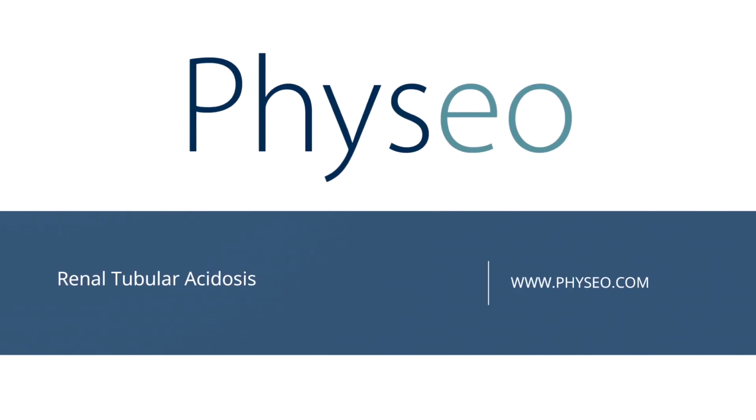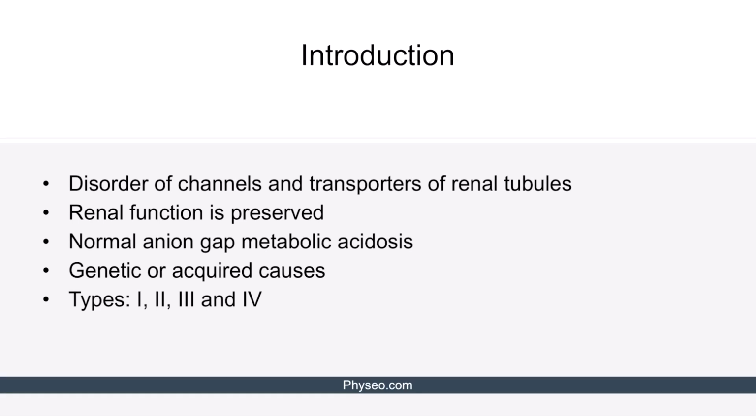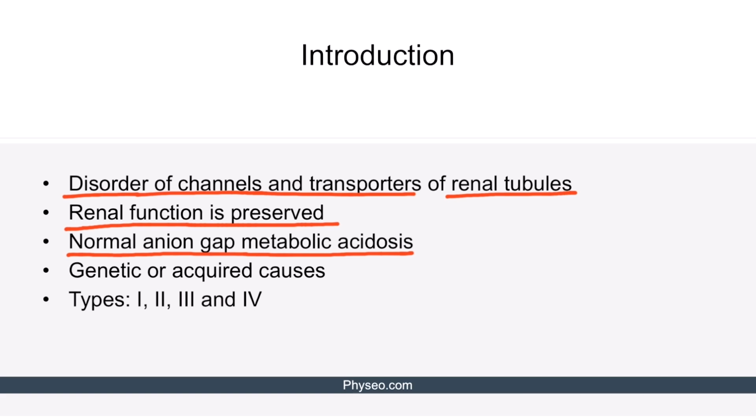Let's get started. Before we dive into this lecture, let's start with the introduction. Renal tubular acidosis, or RTA, is a disorder of ion channels and transporters of renal tubules. Renal function is typically preserved, and this is a very important feature that separates it from other kidney conditions that cause metabolic acidosis, such as chronic kidney disease. RTA causes a normal anion gap metabolic acidosis.